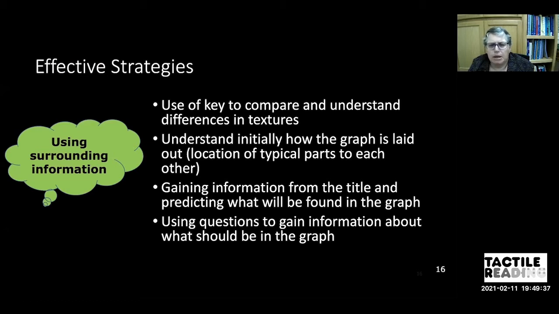And make sure that they really understand how to then use information, such as the key, being able to compare the different textures, understanding initially how that graph is laid out. If I know that this is a map, I know that there's going to be a key that comes before the map. We also want the Braille reader to always look for a title and use that title to help them predict information. At the same time, we want them to use the text of the question or the information around them to help them really focus in on what that graphic should contain.